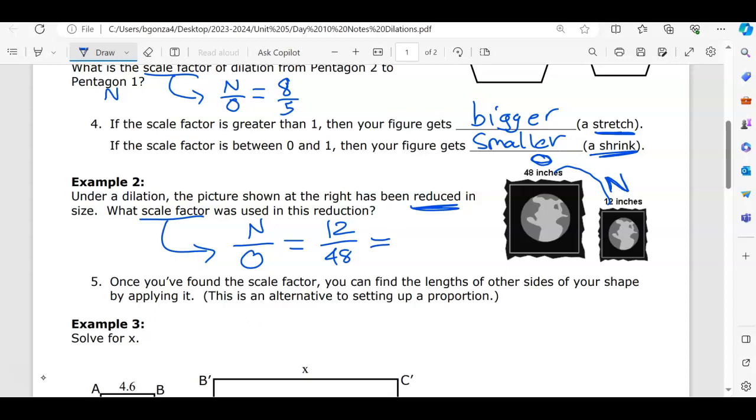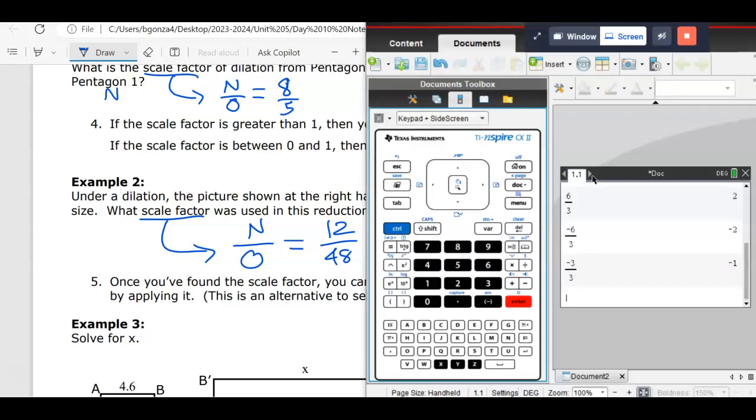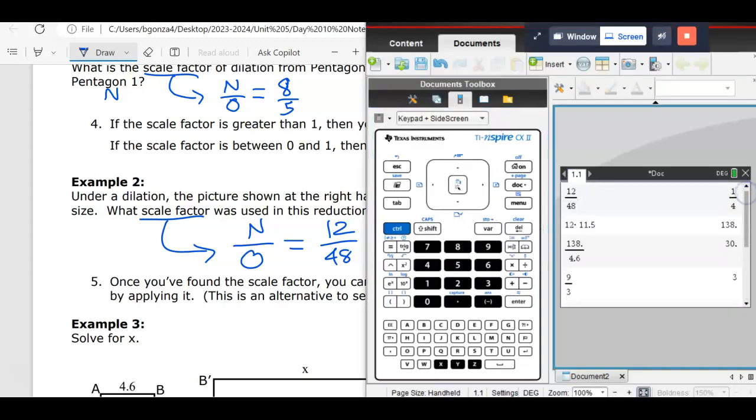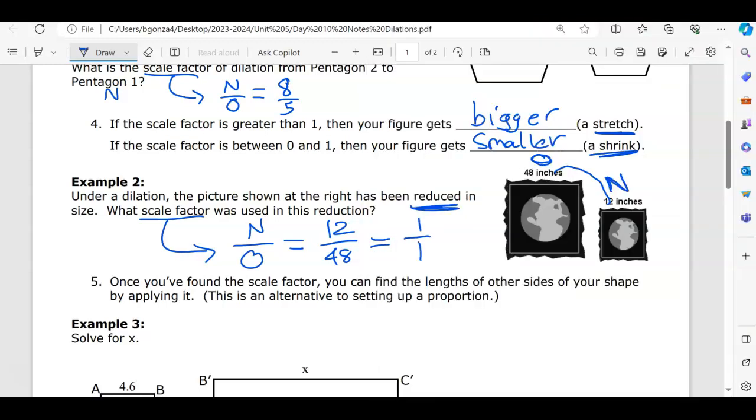3/5. Nope. So if you plug it in your calculator, you should get 1/4, okay? Again, make sure you plug it in. It'll reduce it for you. Hopefully you can do that mentally, but if not, that's how you can do it with your calculator, okay?